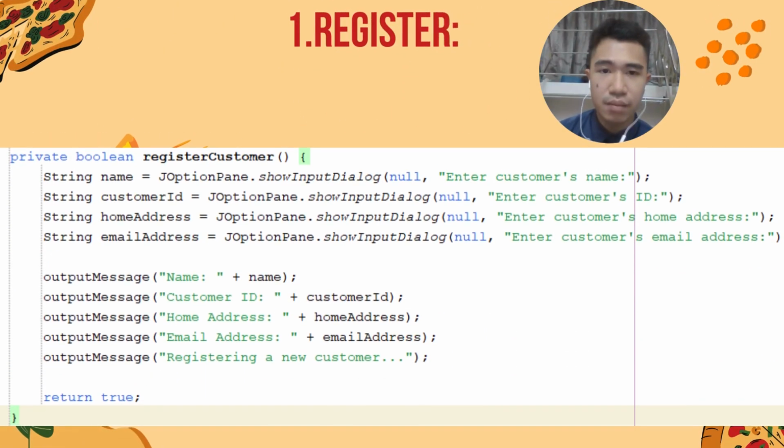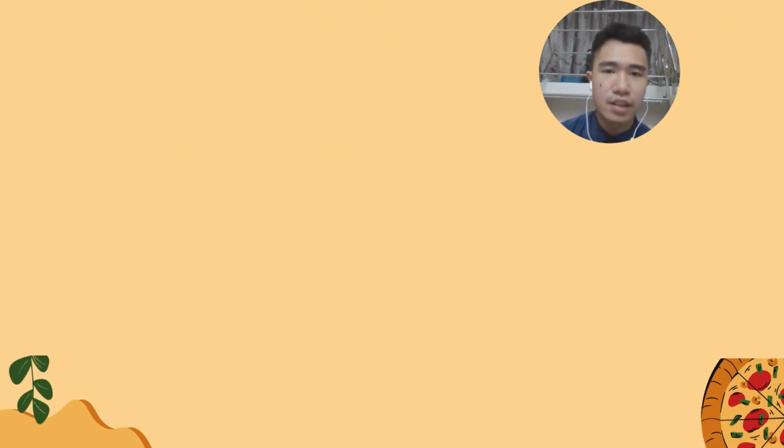Hi, I'm Yi Sheng. This is about the code that we use in the GUI interface. First is about the option of register. For register customer, we have to make sure that the cashier of the pizza shop needs to fill in the name, the customer ID, home address, and also email address for the new customer. And then after inputting this data, it will show that it is registering a new customer.